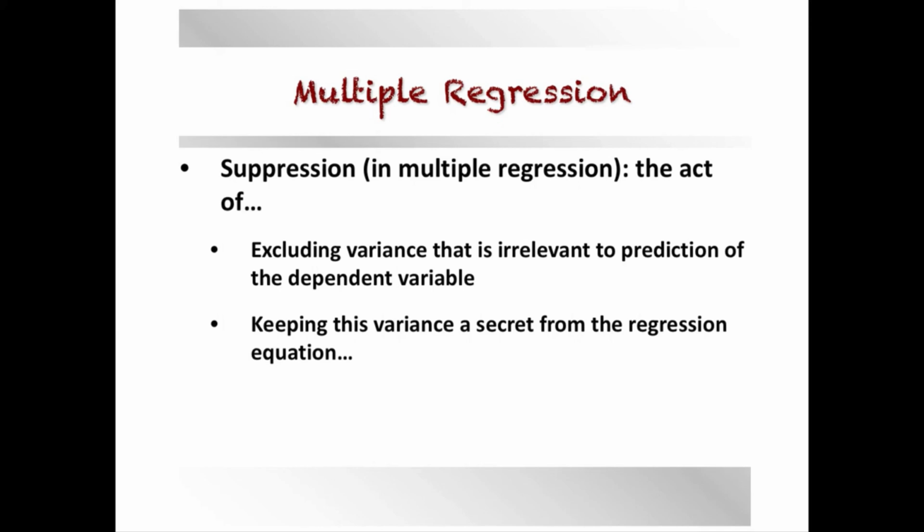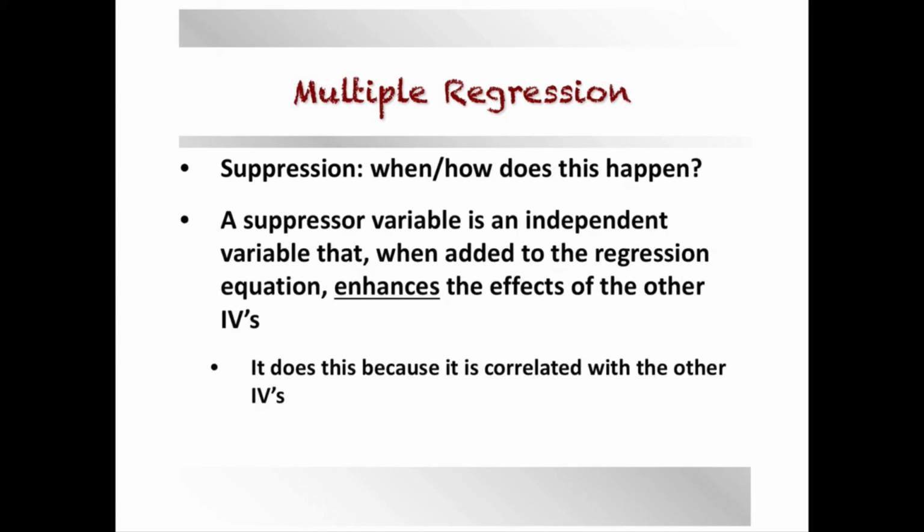Technically, it's the variance of that independent variable that is irrelevant to the prediction of the dependent variable. So that's when that beta changes, as we're going to see here in a minute. Irrelevant variance, or I guess that would be error variance, noise, whatever you want to call it, residual variance of that first independent variable is then being suppressed or excluded or kept a secret from the regression equation. And this is fine. Mathematically, it's fine, but we have to understand what it means as we go along.